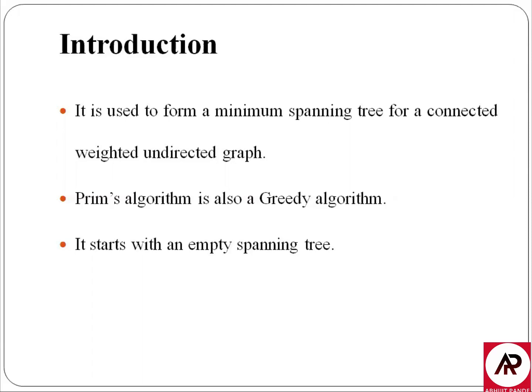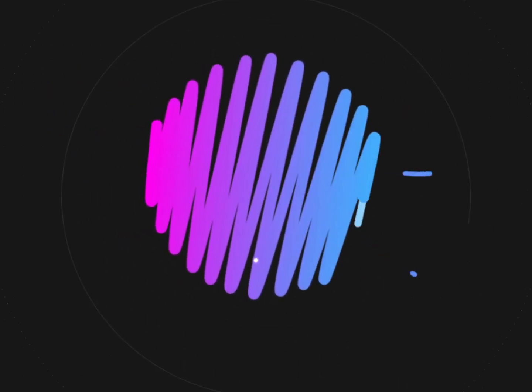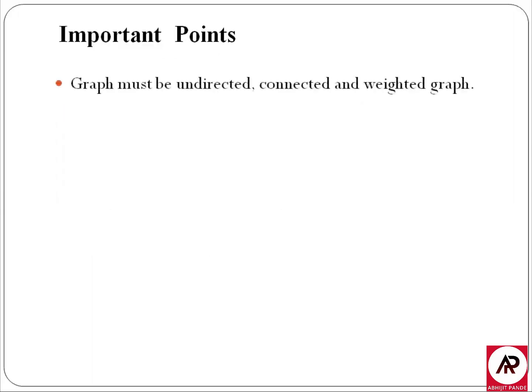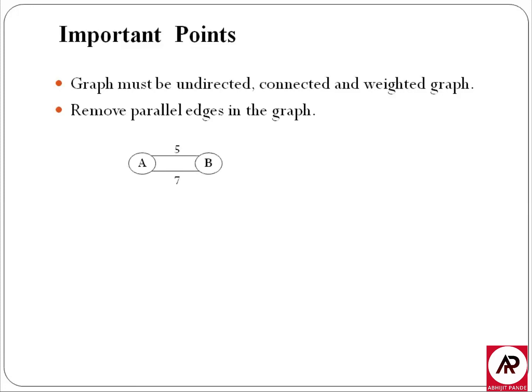Let us discuss the important points that need to be considered while solving a problem using Prim's algorithm. The first important point is that for Prim's algorithm to be applied, we need our graph to be undirected, connected and weighted. The next one is if our graph has parallel edges, then we have to remove them. Parallel edges means that if for two vertices there exist multiple edges with different costs, then we have to keep the edge with the minimum cost and discard the edge having the maximum cost. For example, consider the scenario here.